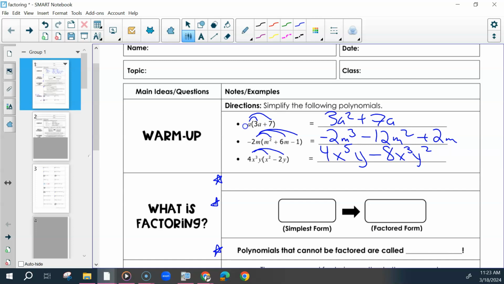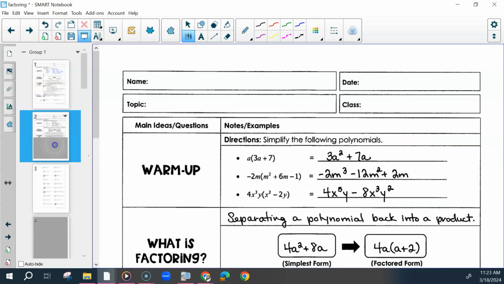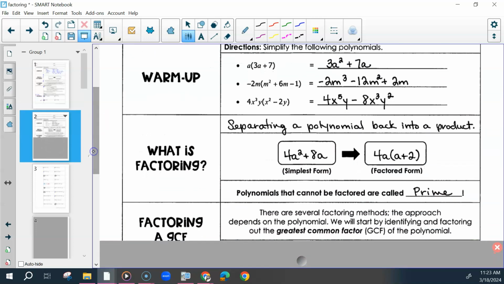So we're going to be given problems that look like this and have to convert it back into this. That's what our factoring is going to look like. So I'm going to have you write down this definition. Also write down these things. When we factor, we are separating a polynomial back into a product. If you want to turn that desk so you can see this, you can, if that's easier for you. I'm going to explain how we factor using GCF, greatest common factor, with this problem.